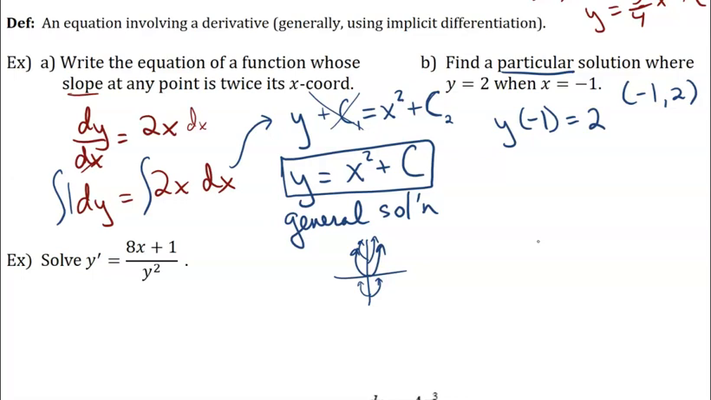So this is function notation. It's just using a y instead of an f. All right, either way, we have an ordered pair, and we know that this function has to pass through that point.